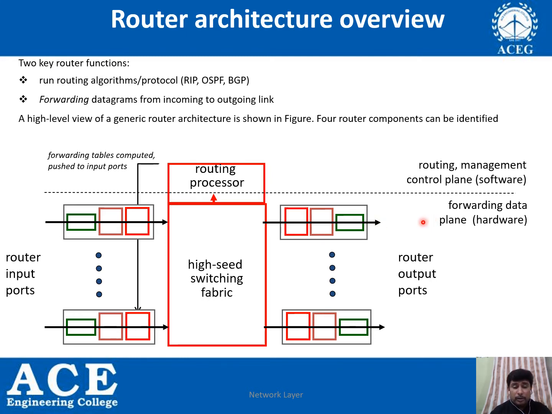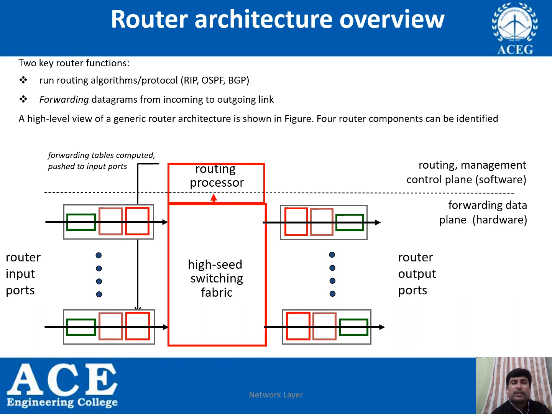So four important components are required for a router to implement the forwarding and routing functions. What are they? Router input ports, then high-speed switching fabric, the routing processor, and then router output ports. The function performed by forwarding we refer to as the data plane, which is majorly concerned with the hardware components. The other one is the routing processor, to determine the routing algorithms and the routing path. That is concerned with the routing and management control plane, which is dealt with by software. Make sure you remember this because it's one of the important questions.